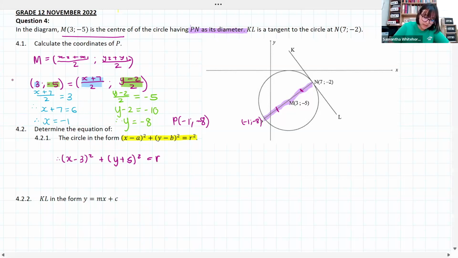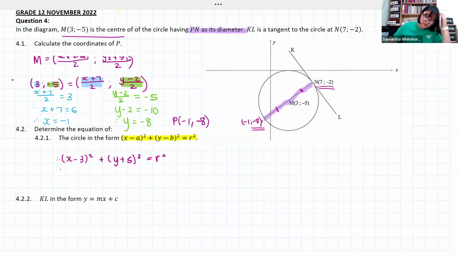Okay, but try this for the third time. We've got points on the circumference. We've got P and we've got N. Now, it doesn't matter which point you substitute in to find r² because they're both on the circle. I would advise you use the point that you were given. So I would substitute in point N.